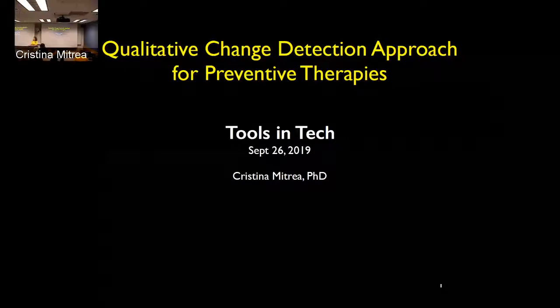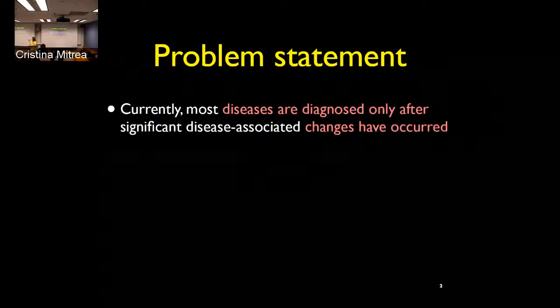Yeah, and today I'm going to talk about something a bit different, which is a qualitative change detection approach for preventive therapy. So this is a paradigm shift from most approaches, which tend to look for treatments. My approach is trying to find ways to prevent the disease and take preventive steps towards keeping the healthy state.